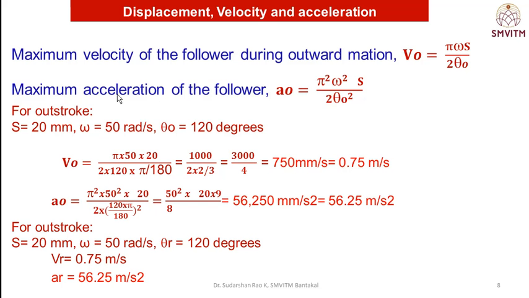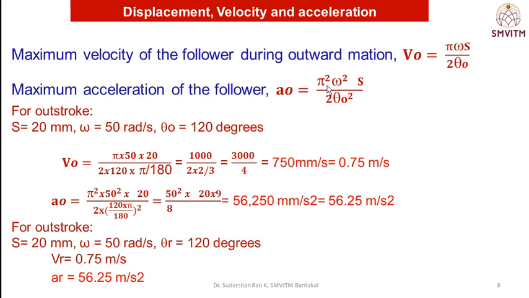Then regarding the velocity and acceleration. The maximum velocity of the follower during the outward motion is pi omega s by 2 theta naught, where omega is the angular velocity of the cam, theta naught is the angle of displacement during the outward stroke, and s is the displacement height, that is 20 millimeter. Here omega is 50 radian per second, and the angle of ascent is 120 degree.